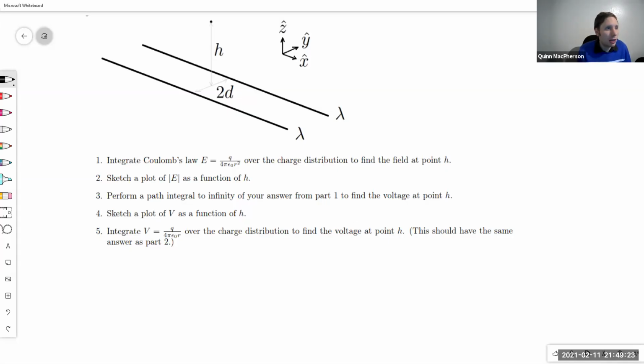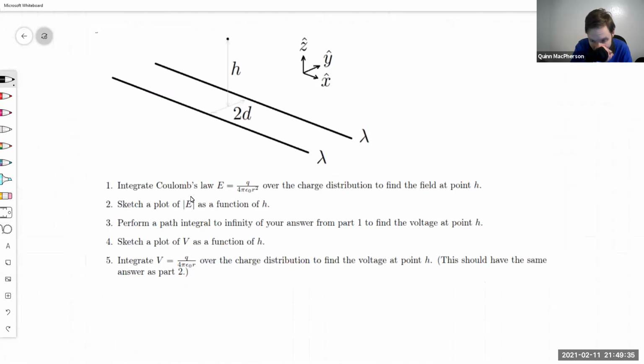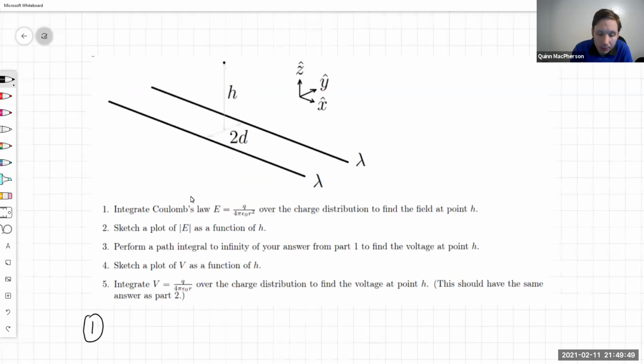Hello. In this video, I'm going to show how to solve this train track problem where we have two line charges of charge density lambda each separated by a distance 2d, and we're interested in a point h above the center between them. The first part of the problem asks us to use Coulomb's law to find the electric field at that specified point.